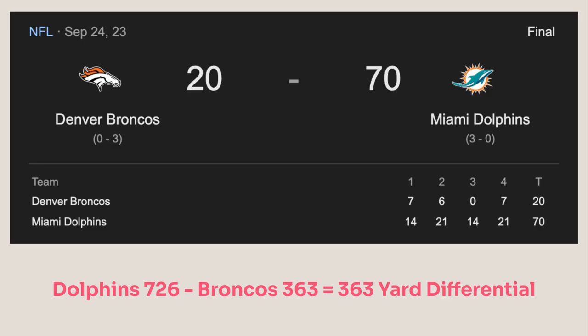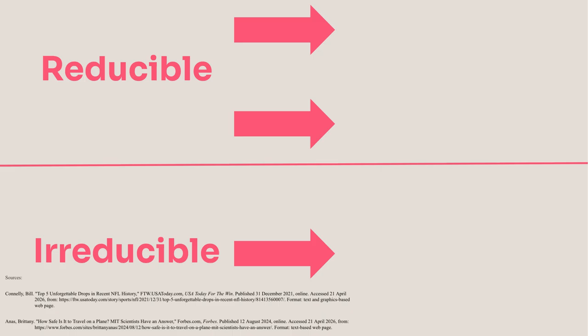But per game differences can be skewed by very good or very bad games for any given team. Take the Dolphins' 70-20 win over the Broncos in 2023, where a 363-yard differential dwarfed a typical game. Predictive models also struggle with uncertainty.